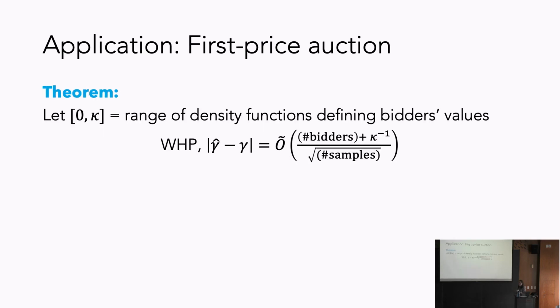Okay, so that's kind of an idea of how we prove that so long as these density functions have bounded range, with high probability, our estimate goes to 0 as the number of samples grows. Or our estimation error goes to 0.